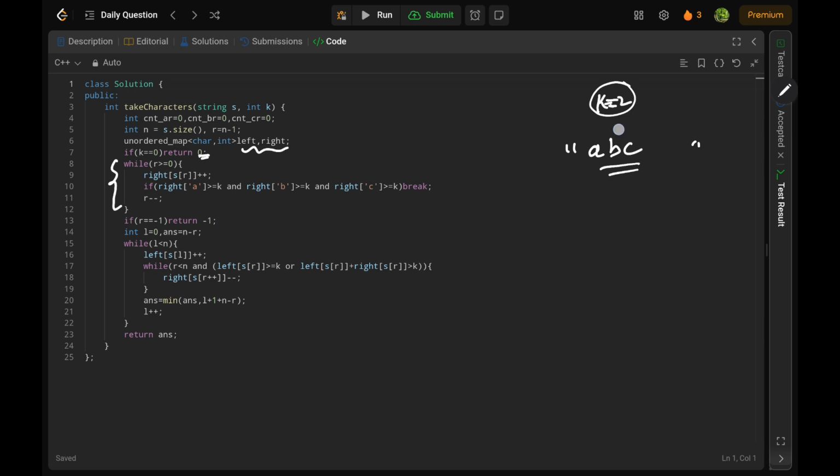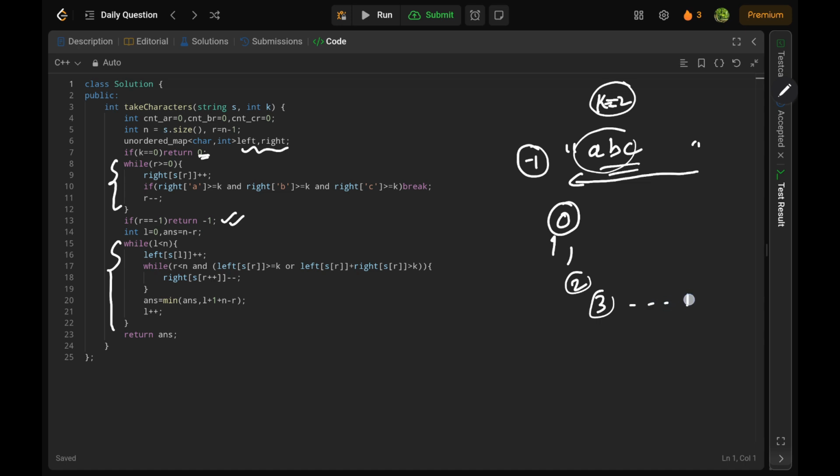And when will this hold? Since we are counting all of the characters, if r reaches -1, then that means there is not a sufficient number of characters, so in this case we would return -1. Now we would try to find answers by taking 0 characters from the left, then 1, then 2, then 3, up till n.